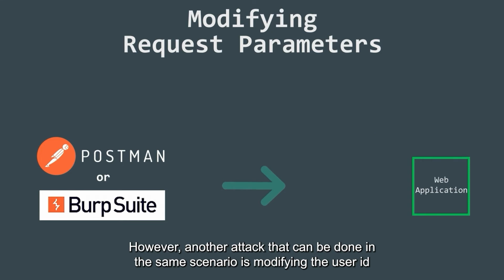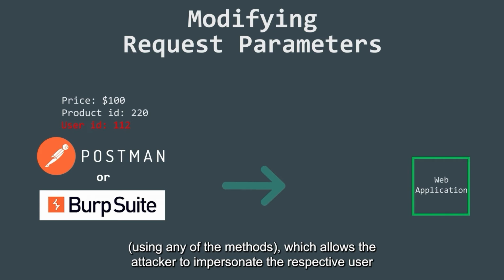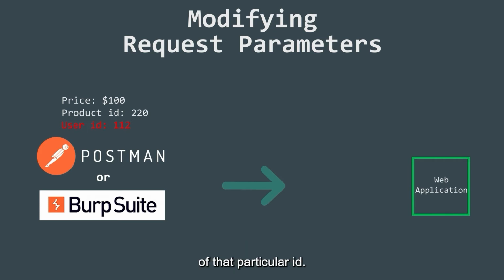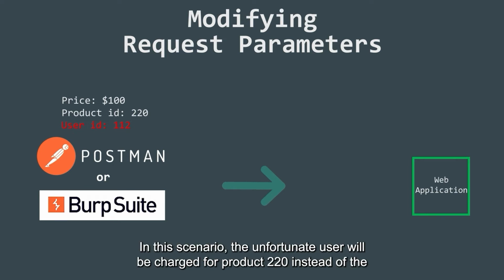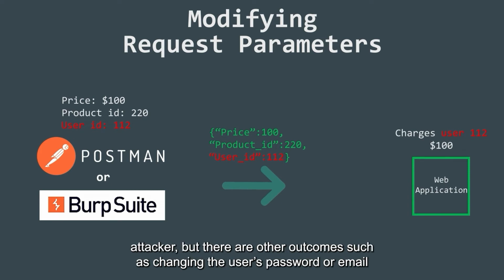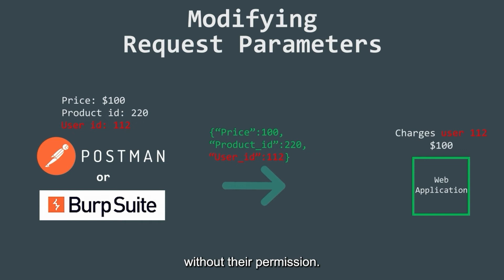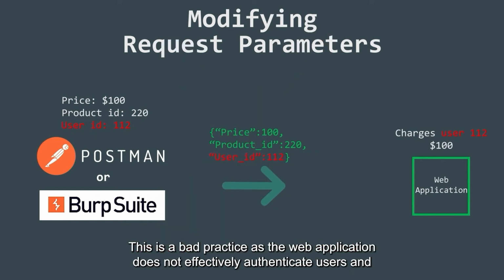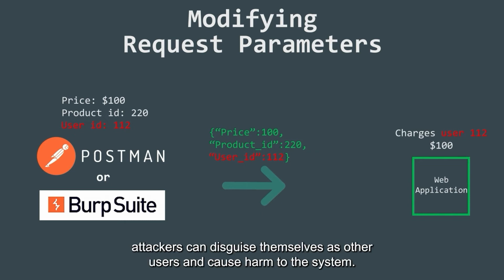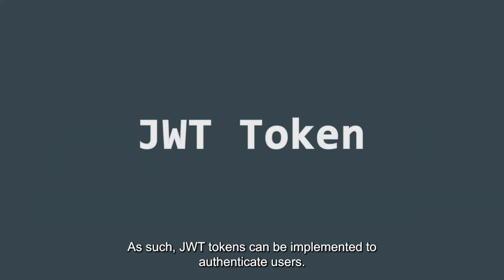However, another attack that can be done in the same scenario is modifying the user ID, which allows the attacker to impersonate the respective user of that particular ID. In this scenario, the unfortunate user will be charged for product 220 instead of the attacker, but there are other outcomes such as changing the user's password or email without their permission. This is a bad practice as the web application does not effectively authenticate users and attackers can disguise themselves as other users and cause harm to the system. As such, JWT tokens can be implemented to authenticate users.